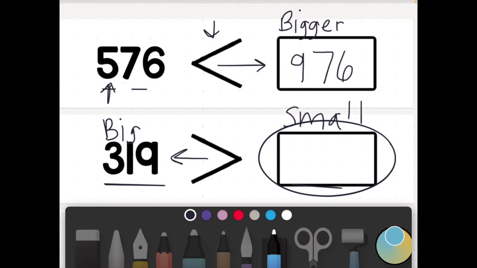Gosh, it could be 208, because 208 is smaller than 319. It could be 164, because that is smaller than 319. It's just up to you. You get to decide what the number is, as long as this one is smaller than 319.